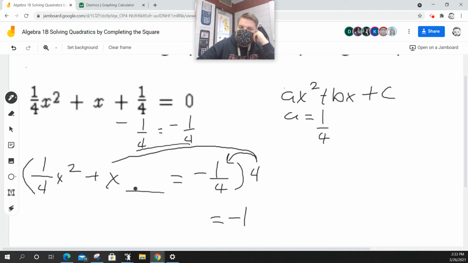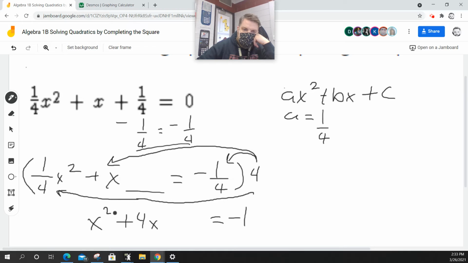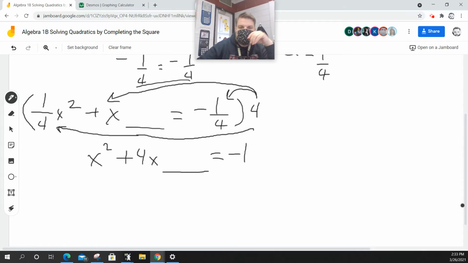We're not worried about this middle thing yet. We haven't added it, but this is going to become a positive 4x. And then when I distribute this 1/4 all the way over here, that's going to be a positive x squared. Okay? So now my b term is different. What am I going to put in here?